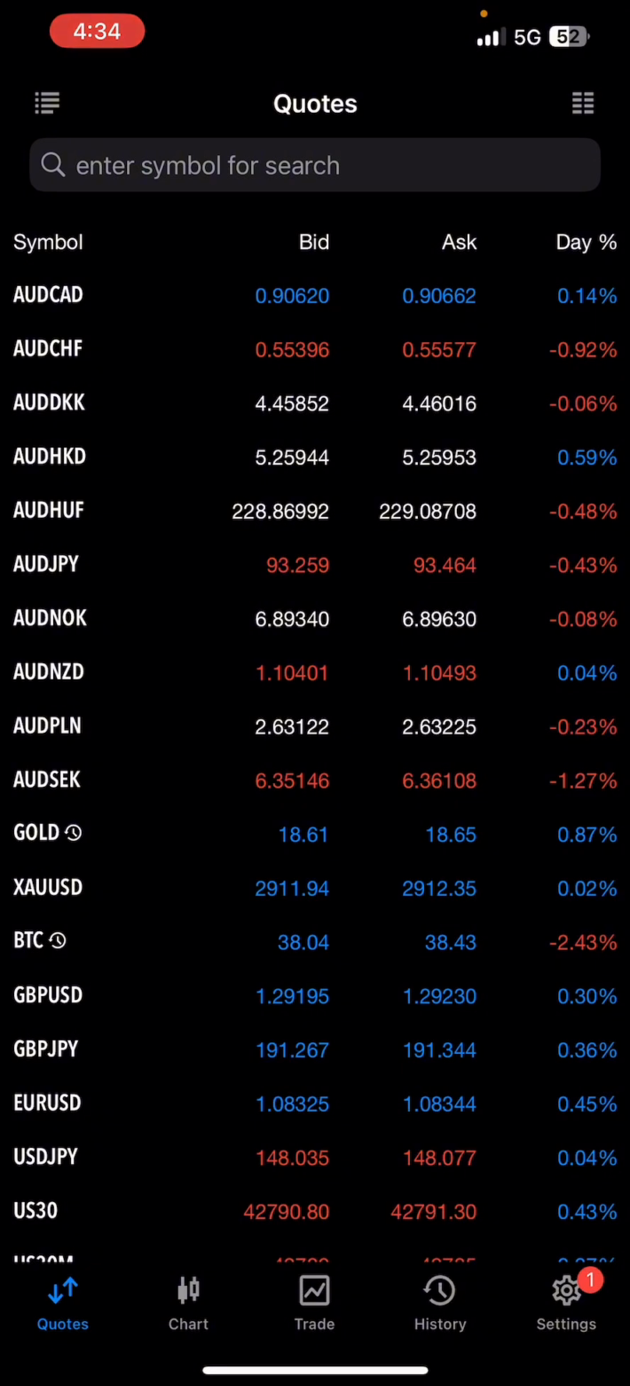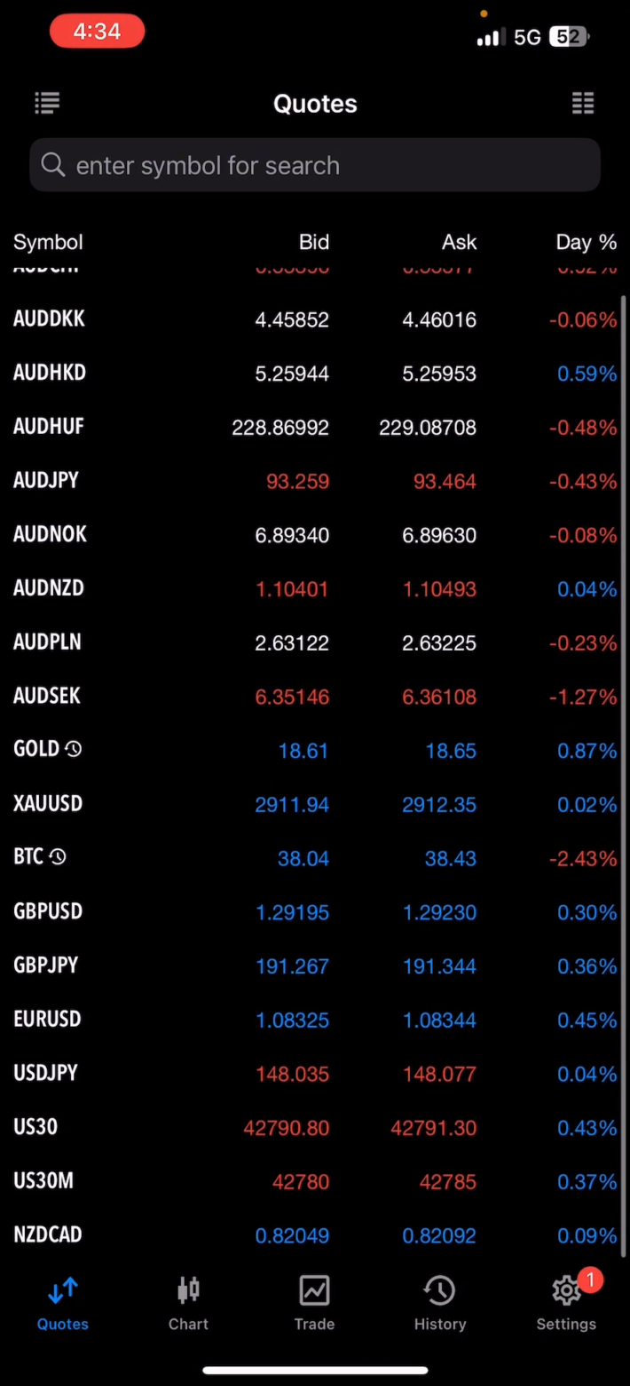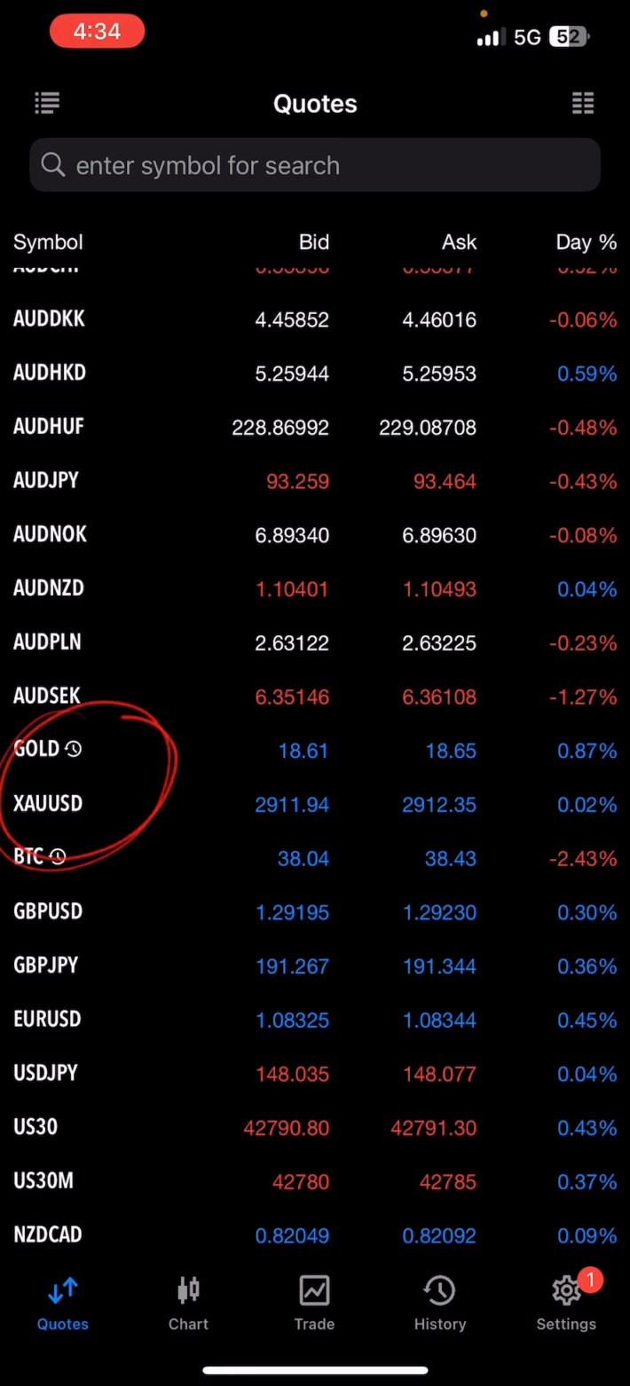BTCUSD, maybe you're trading BTC and USD. XAUUSD stands for gold and United States dollars. GBPJPY stands for Great Britain pounds and Japanese yen. USDJPY stands for US dollar and Japanese yen. EURUSD stands for Euro, that's the European Union currency, and United States dollar. Basically you get the gist, right?